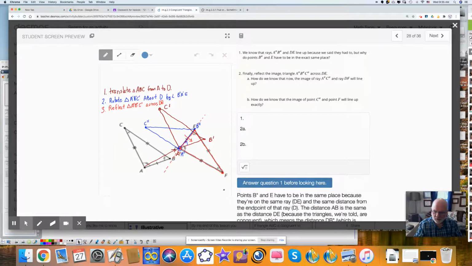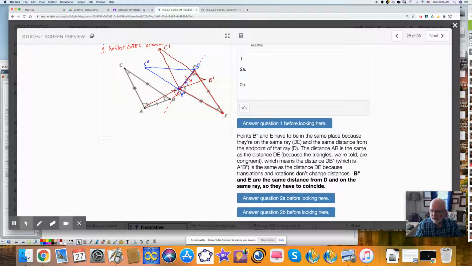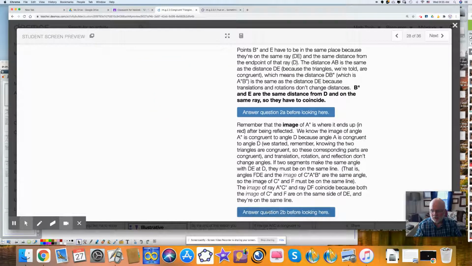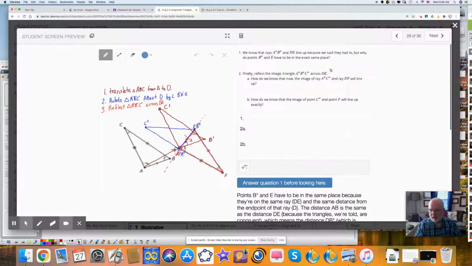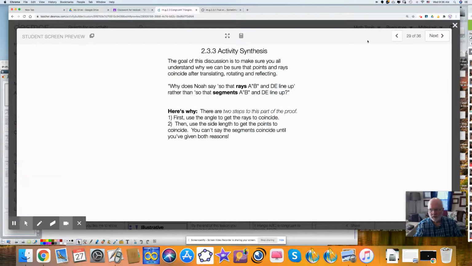I've put the answers down here below, and I want you to read these very carefully. I'm not going to read them here because they're very long, but I want you to try to understand what I've written. I'm very precise with my language, and I think that you should be too. This is probably the most difficult day of what we'll be talking about in this class. The goal of the discussion was to make sure that you understand that we can be sure that all points and rays coincide after translating, rotating, and reflecting.